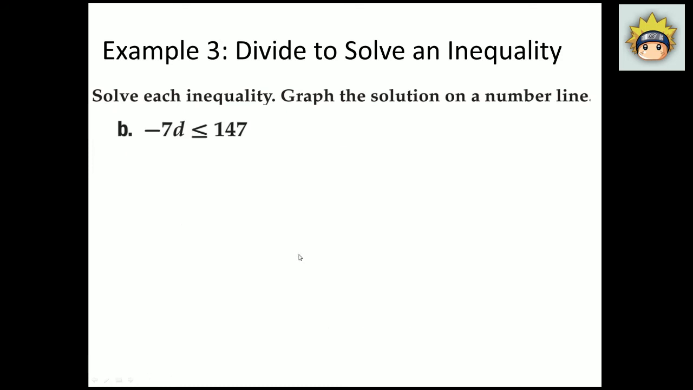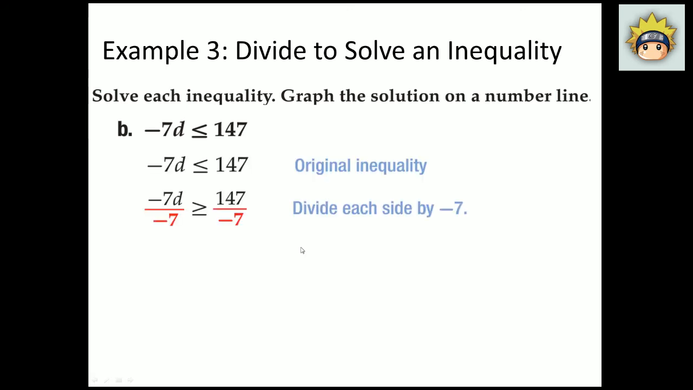Negative 7d is less than or equal to 147. Here's my original equation. I'm going to divide by negative 7 to both sides because I'm trying to solve for d. I'm trying to get d alone. So I get d here. Do you see I flip my inequality in the process of dividing by negative 7?